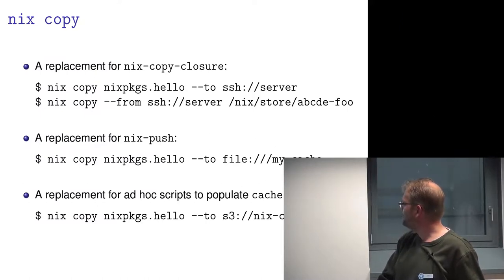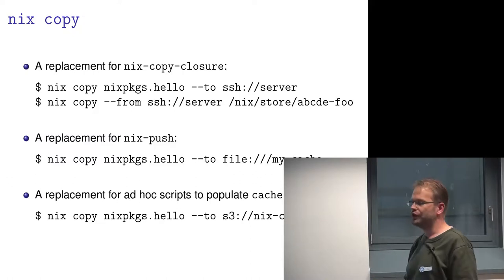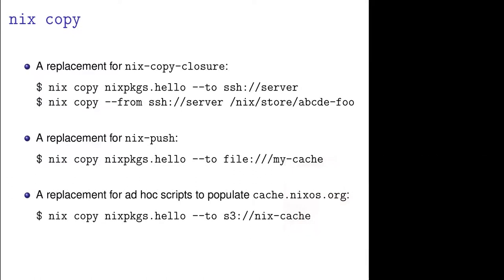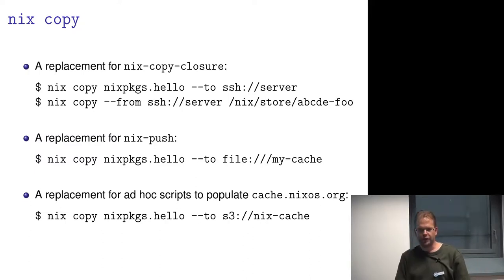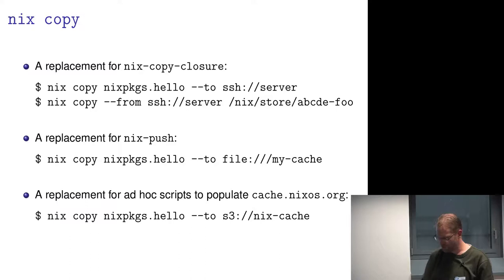As an example of that, there is a command called nix copy, which generalizes a whole bunch of commands, like nix-copy-closure, nix-push, a bunch of scripts that we use to populate binary caches. For example, nix-copy-closure is now just nix copy --to and then an SSH host, or conversely --from an SSH host. And nix-push is just copying to a file binary cache and populating something like cache.nixos.org that's copied to S3. So if you want to have your own binary cache in S3, that's now really easy.